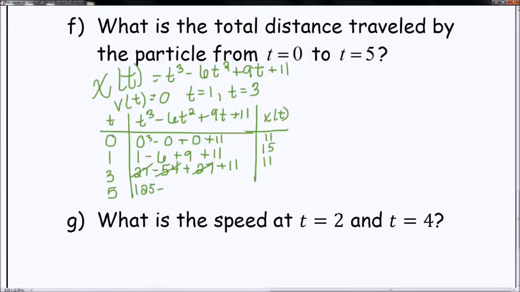minus, let's see here, once again, negative 6 times 25 would give me negative 150. Plus 9 times 5 is 45, plus 11. So that whole thing is, let's say, negative 25 plus 56. That's what, 21? No, let me see here. 31.